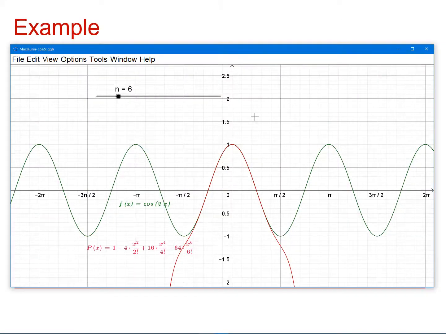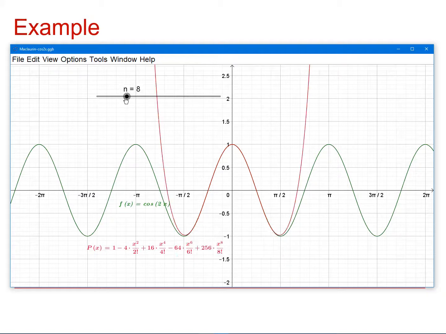Okay, so let's look at that example plotted up so that we can see it. The green curve is cos 2x, and the red curve is the polynomial of order 6 in this case, and I can alter the order of the polynomial and see what happens. The first thing to notice is that at n equals 7, there is no change because there isn't a term in x to the 7. So if n is equal to 7, I still only get up to x to the 6.